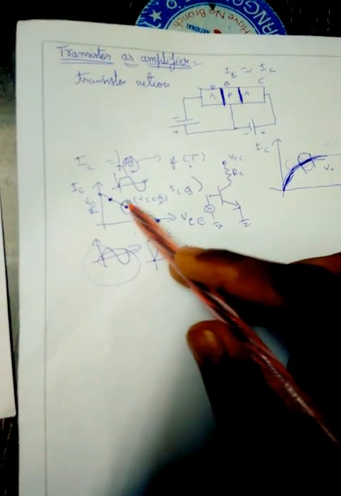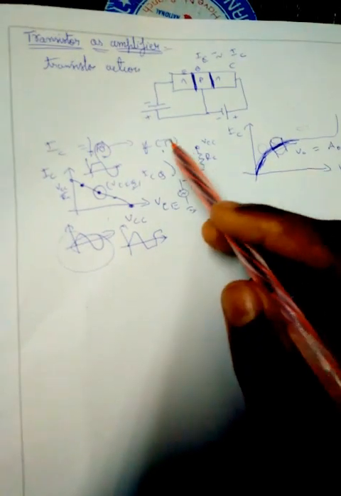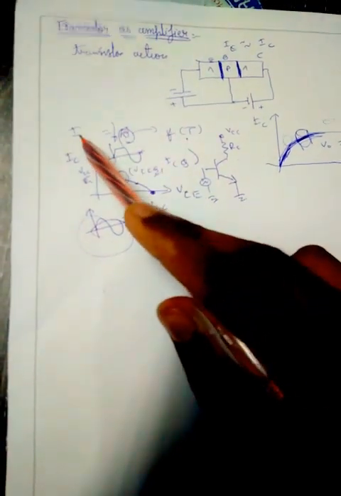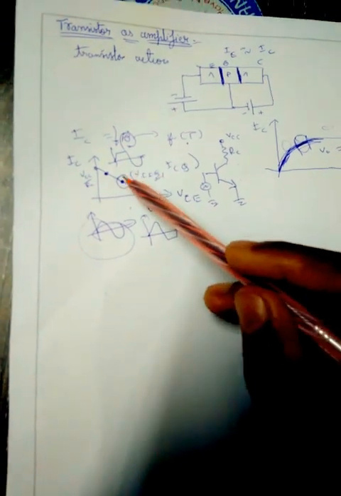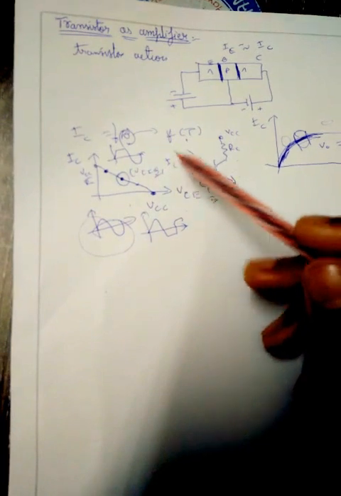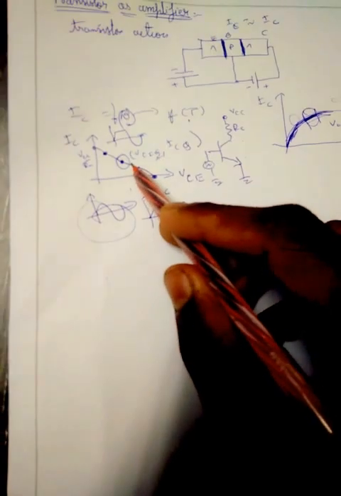We need to bias the transistor by applying DC voltages in such a way that it will be in this region and will not move away, because IC is a function of temperature and this point will vary with temperature. So we need to apply the DC bias in such a way that there will be no variation in the DC load line and the operating point.